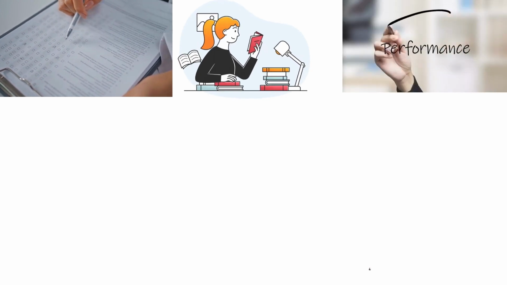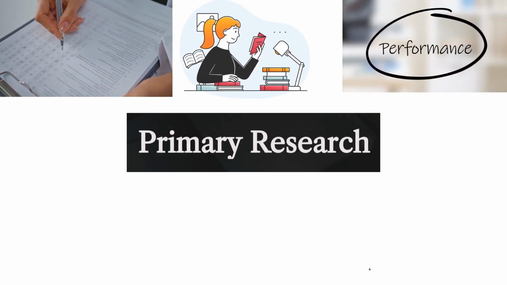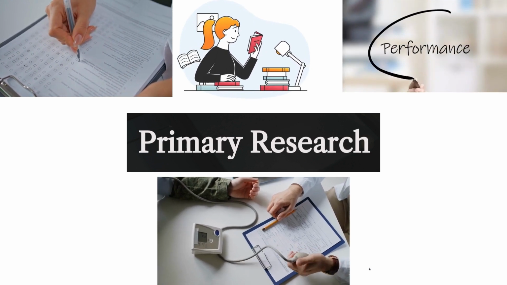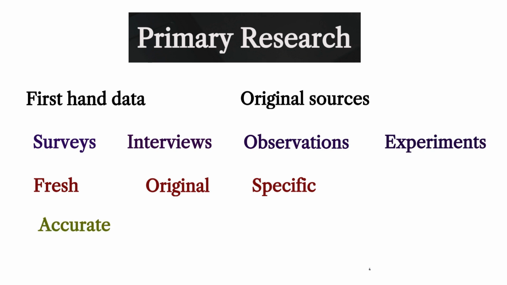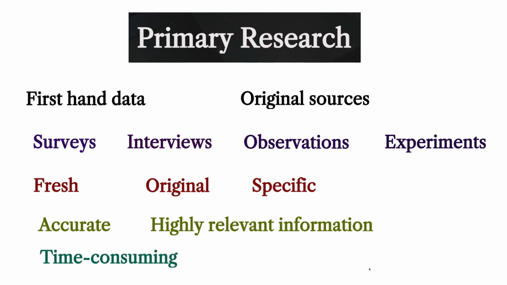For example, if a researcher collects data on students' study habits and academic performance by having them fill out a questionnaire, that is primary research. When a doctor records a patient's blood pressure, that is also primary data. In short, primary research involves collecting first-hand data directly from original sources. The researcher gathers information through surveys, interviews, observations, and experiments. This data is fresh, original, and specific to the study objectives. Its main advantage is that it provides accurate and highly relevant information. However, the major limitation is that it is time-consuming and costly to conduct.